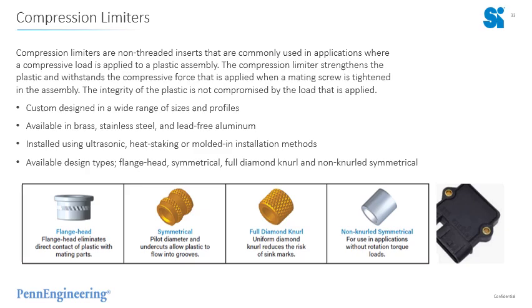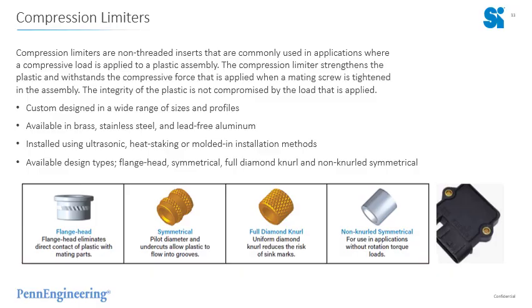So what is a compression limiter? A compression limiter is a non-threaded insert that's used in applications where a compressive load is applied to the plastic assembly. The compression limiter will strengthen the joint and it will withstand the compressive force that is applied when the mating screw is tightened in the assembly. So it will basically prevent cracking at the joint.